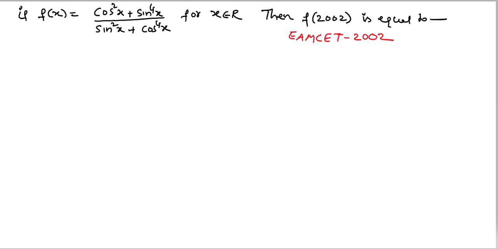f of x is equal to cos square x plus sin power 4x by sin square x plus cos power 4x for all x belongs to R. Then f of 2002 is equal to dash. This is an MSET 2002 question.